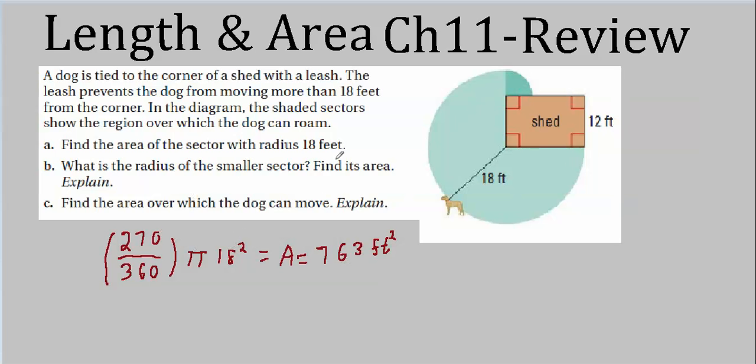Now, the smaller sector, it took me a minute to figure out what the heck they were talking about. They're talking about this part here. Maybe that was immediately obvious to you. It wasn't to me. Because the dog comes all the way around here. Well, the leash is 18 feet. 12 feet of it will be taken up by this. But this part here, he'll have 6 feet left over, where he can move around at this corner of the shed.